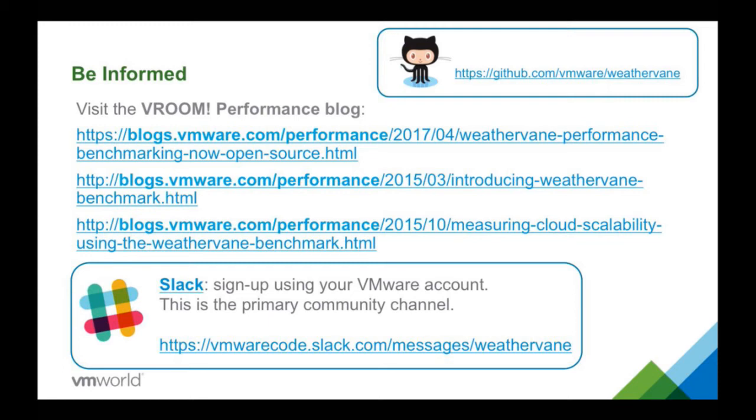You can also find out more information. There's the VROOM performance blog. I left the links there for you as well. And the primary mode of communication is on a Slack channel, and you can see that there. It's available on GitHub. It is open source, so you can get that at any time.